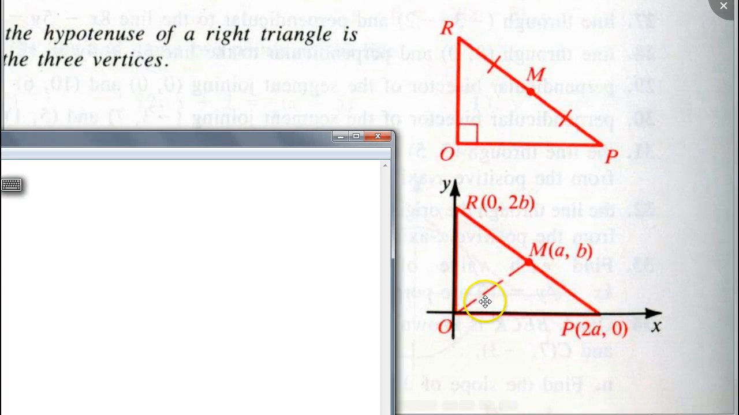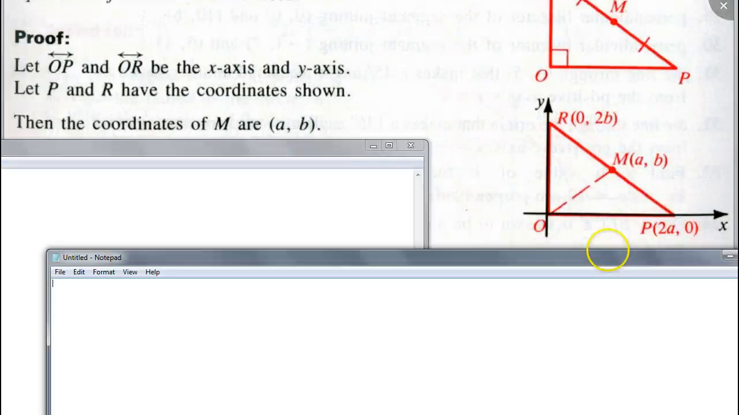Tell me the distance of OM and also find either MR or MP. It's up to you. I'll wait. Find the distance of OM first and then find either MR or MP. See if they're truly equidistant. Okay, who can tell me what the distance of OM is?